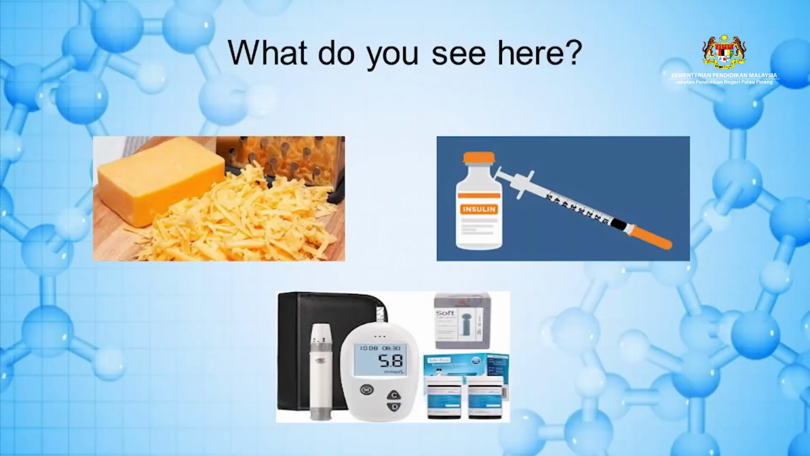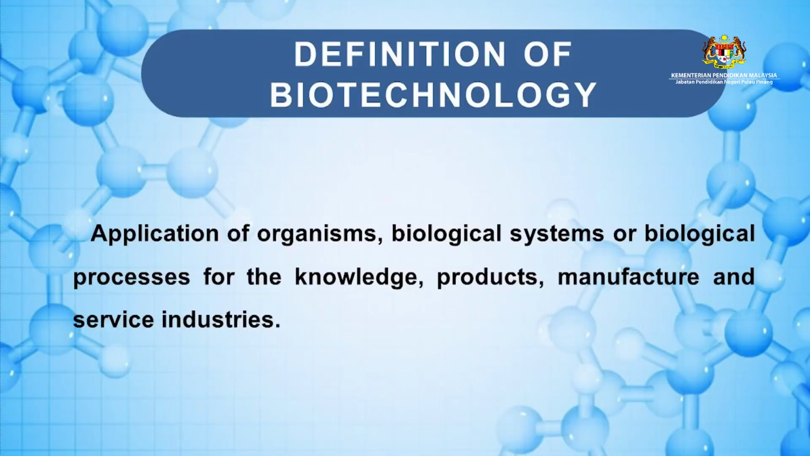Students, before I explain the detail about the topic, let us see some pictures here. Do you know what it is? Excellent. The picture shows cheese, hormones, and blood glucose kits. Can you tell me which technology uses living organisms' knowledge to produce these products? Awesome. Yes, it is biotechnology. Students, in today's lesson, we are going to explore a little about biotechnology. Shall we? First of all, let us look into the definition of biotechnology.